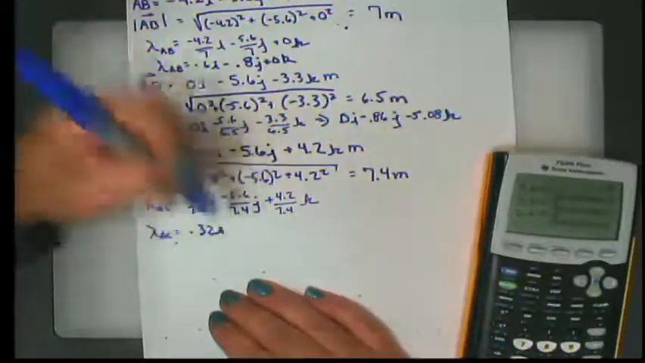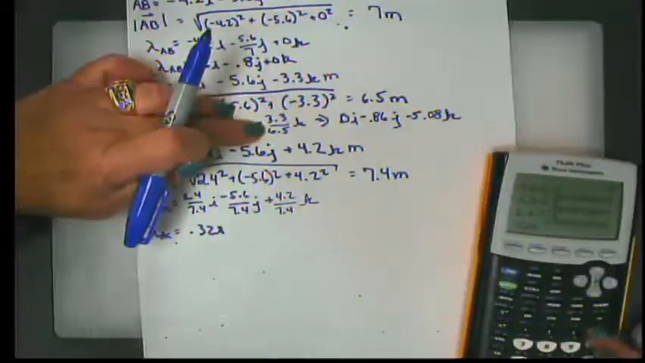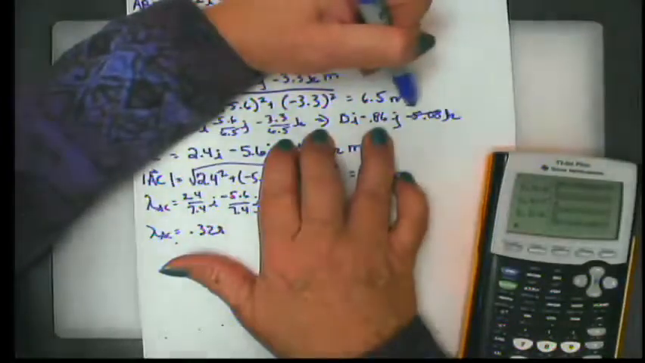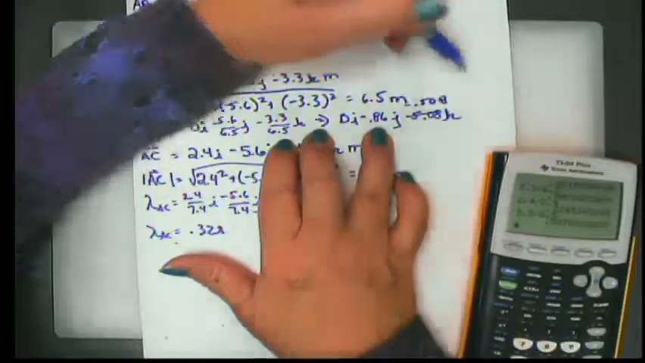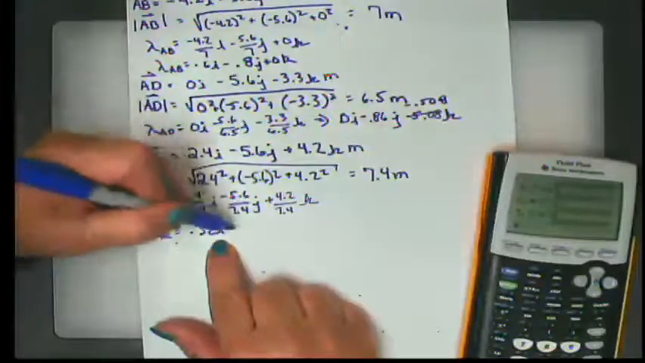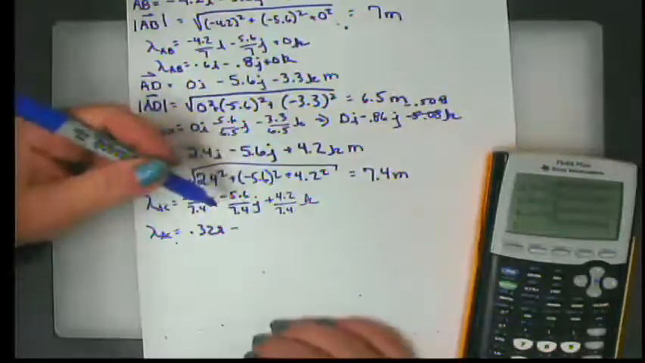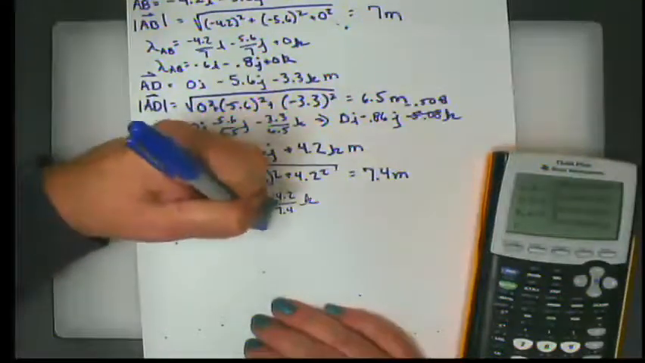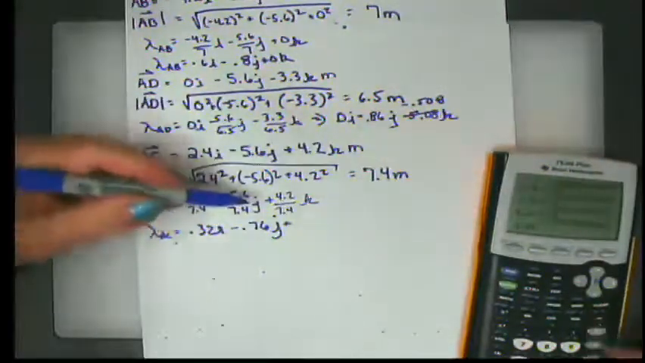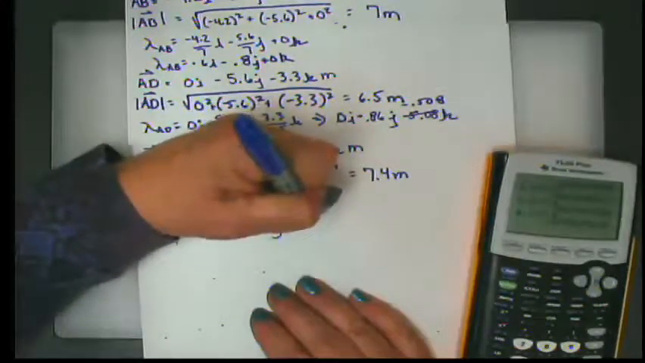Hang on, I wrote this down incorrectly. 3.3 divided by 6.5 equals, and I put my point in the wrong place, minus 0.508. Sorry about that. I just realized that. Okay, so here I have 0.32 i minus, take 5.6 divided by 7.4, I get 0.76 j, and then the last term 4.2 divided by 7.4, and that is 0.57 k.